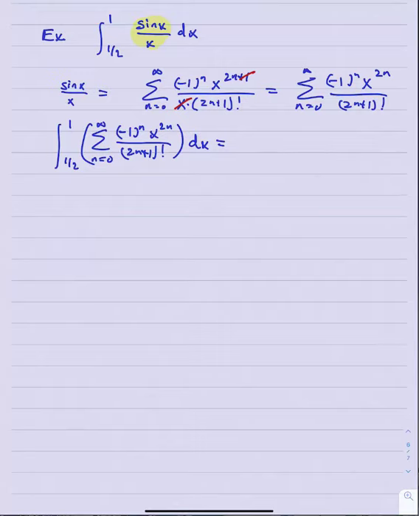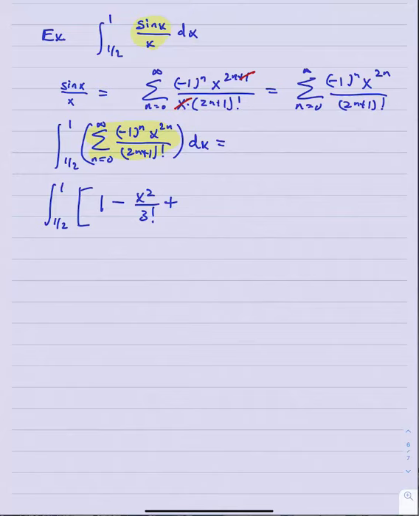Now, just to make this a little easier to look at, let's say this is the integral from 1 half to 1 of, let's write out the first few terms in this power series right here for 1 over x times sine x. So what's the first term? It would be when n is 0. That would be negative 1 to the 0 times x to the 0 over 1 factorial. That would be 1. What's the next term? It would be negative because now it's n equals 1. So it would be negative 1 to the 1 times x squared over 3 factorial.